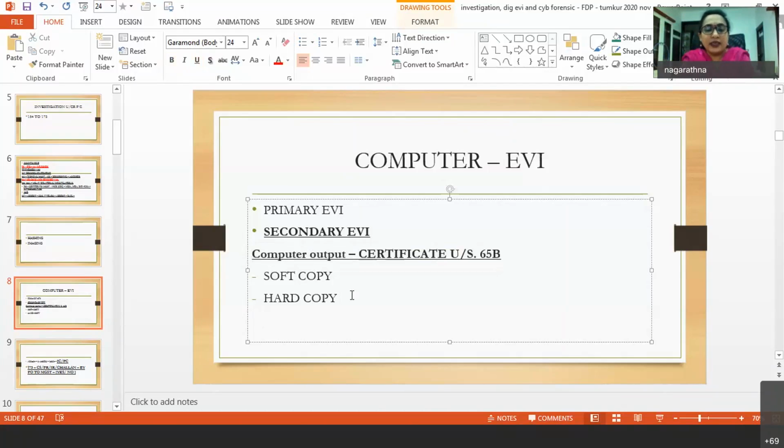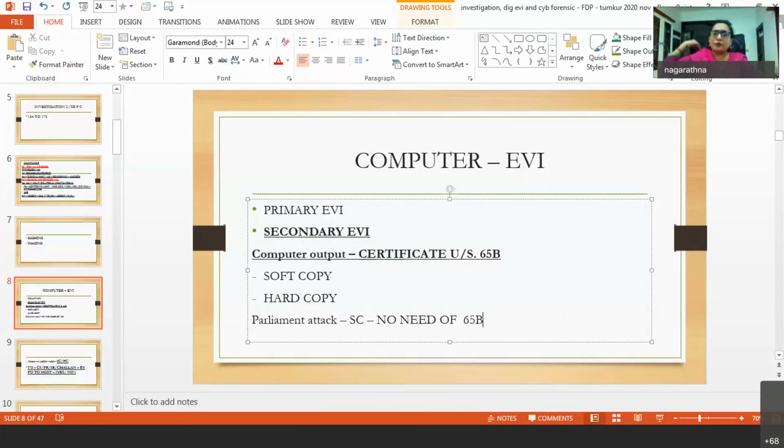Where is the problem? There was a case called the Parliament Attack case. I'm sure you all know. This is the Afzal Guru case. Now, in this case, the Supreme Court said that there is no need for a 65B certificate. This was, I think, decided in 2008, something like that.